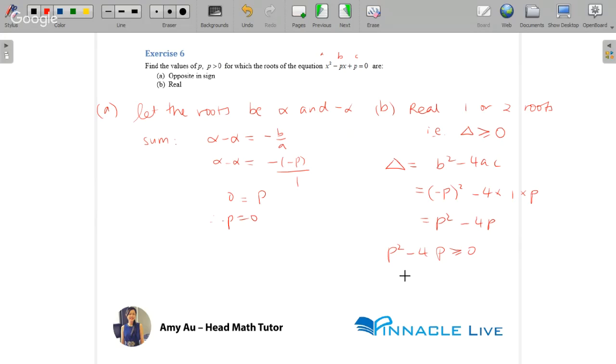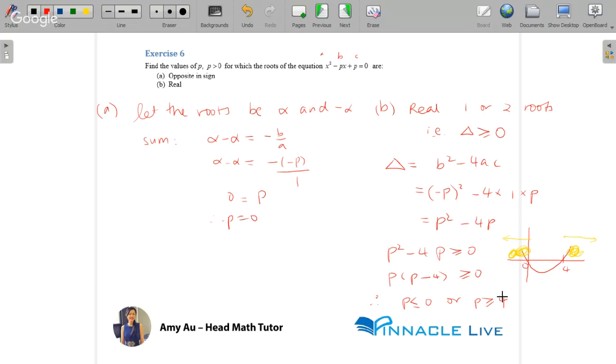Now, don't make the rookie mistake of factorizing this quadratic inequality directly. You need to look at the graph. Or you can test this on the number line. I prefer the graph because it's fast. So you draw the parabola that represents that. So you can see it passes through 0 and 4. And you want this parabola to be greater than or equal to 0. So let me highlight this. So greater than or equal to 0 is this section here and this section here. So in other words, you want it to be less than or equal to 0 or greater than or equal to 4. So therefore, P is less than or equal to 0 or greater than or equal to 4.